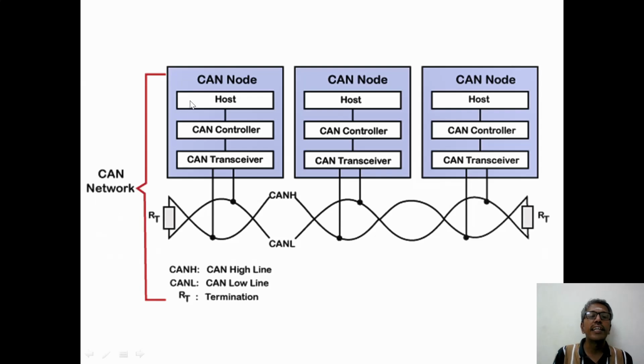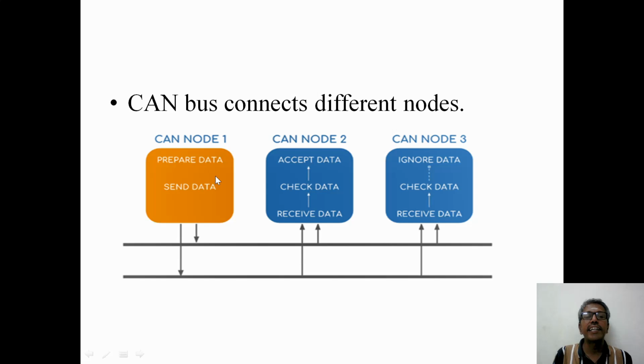I already said each CAN node has a host, a CAN controller, and a CAN transceiver. So in the microcontroller we have a CAN controller and CAN transceiver. Similarly, every device inside the automobile has a CAN controller and CAN transceiver. Each device can be connected to the CAN high or CAN low according to the speed you need. Here RT is the termination, to indicate the termination of the communication. Here the bus connects different nodes.